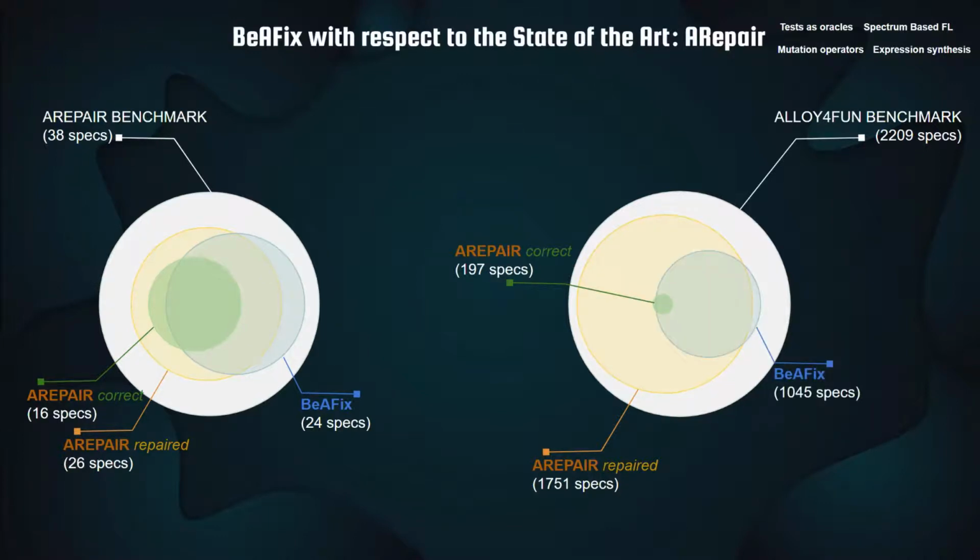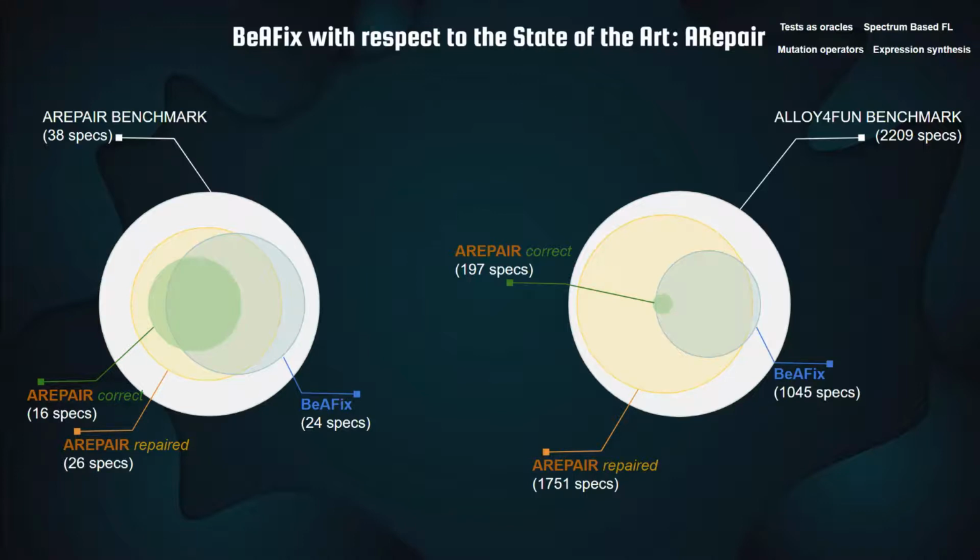In both cases, it's important to remark that even when considering all ARepair fixes, both techniques are complementary. Some models can be repaired by both techniques, but some are only repaired by one. This has to do with some basic differences between both techniques. ARepair is not exhaustive and will rerun fault localization on each iteration. BeAFix is exhaustive but relies only on mutations, while also relying on fault localization only once at the start of the process.